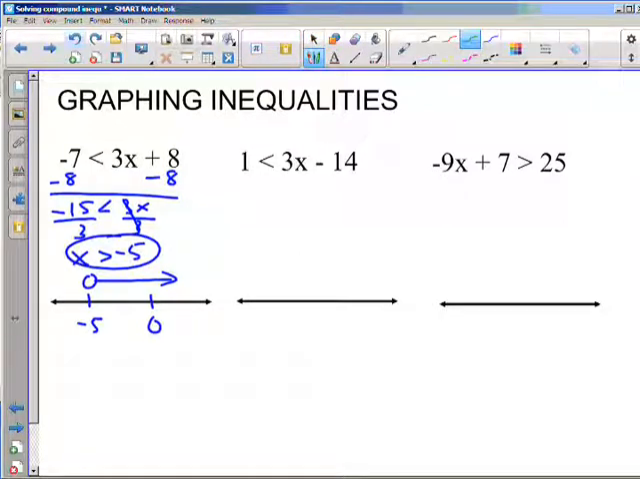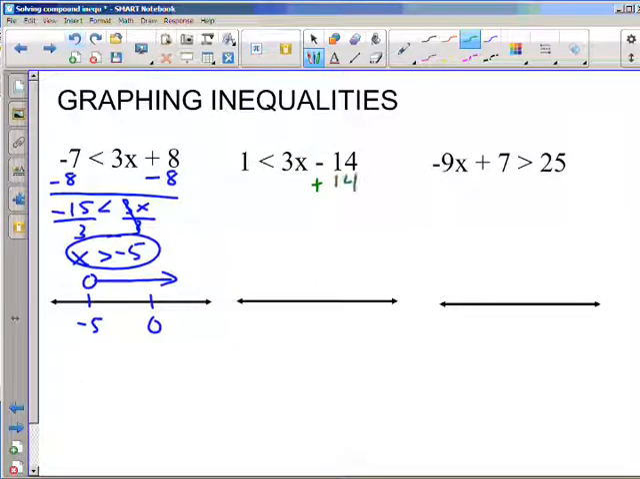This next one, give this one a try. Notice there's no negative coefficient, so you won't be multiplying or dividing by a negative. But it is two steps. Go ahead and get started, and then I'll work on it.